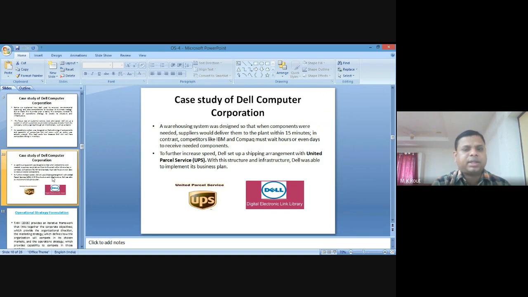The next part is that they tied up with United Parcel Service. To further increase the speed, Dell set up a shipping arrangement. They tied up with United Parcel Service, that is UPS. With this structure or infrastructure, Dell was able to implement its business throughout the world. That is the concept behind operational strategy in the case of Dell computer systems. Is it clear to all?